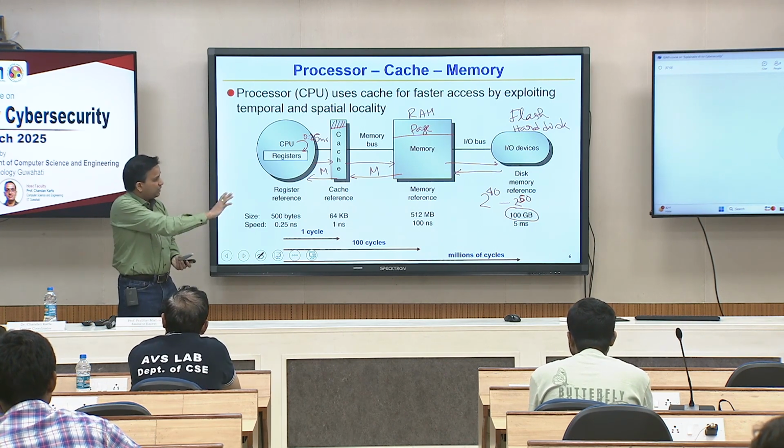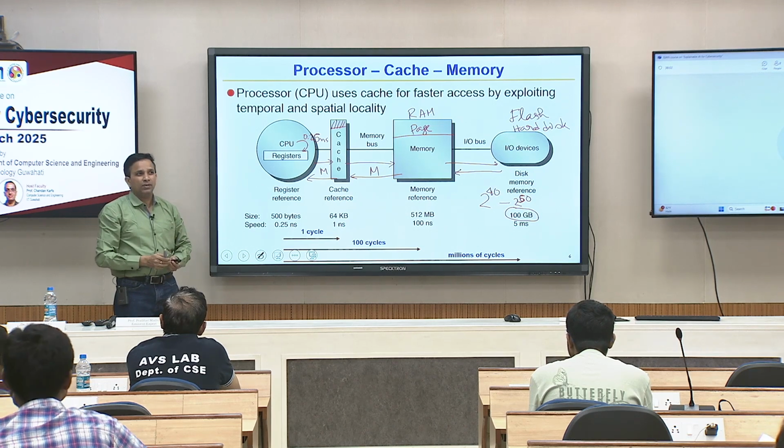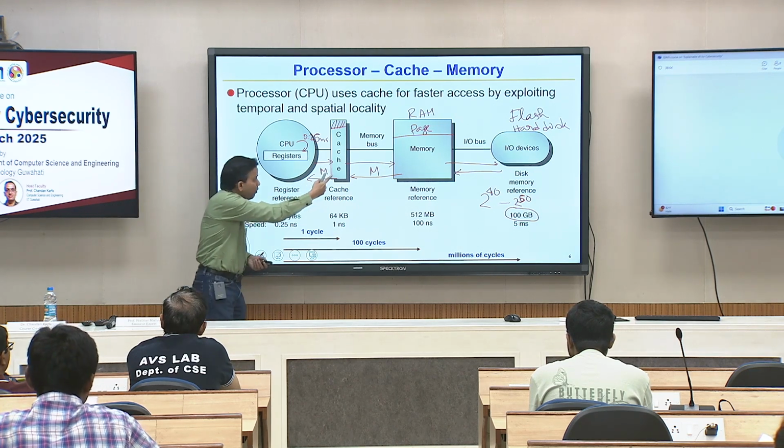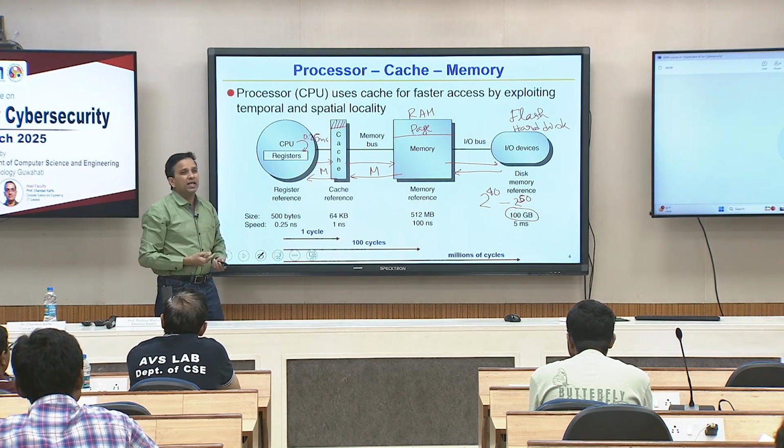Anybody has any question on this, the distance delay trade off? If we had a choice, we would have kept the whole hard disk inside the CPU with one cycle access, but that is physically not possible.